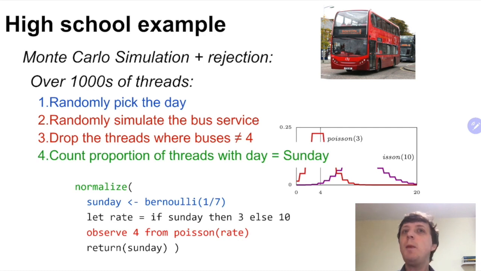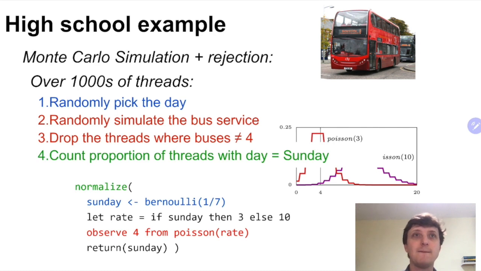And now we drop all the threads which didn't match with our observation. So we're going to run this thing thousands and thousands of times, and those where we didn't get exactly 4 buses, we're going to drop. Then we're interested to know what proportion of the threads that we haven't rejected have Sunday as the day. So we run through thousands of times, drop the threads where there aren't 4 buses, and then count what proportion of the threads have the day as Sunday.